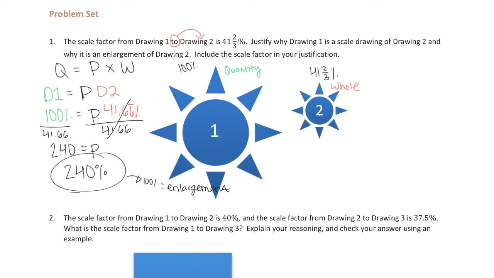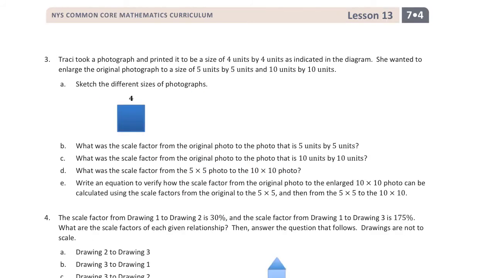Let's go on to number 3. Tracy took a photograph and printed it to be a size of 4 units by 4 units as indicated in the diagram. She wanted to enlarge the original photo to a size of 5 units by 5 units and 10 units by 10 units. So let's go ahead and sketch the best we can to these different photos.